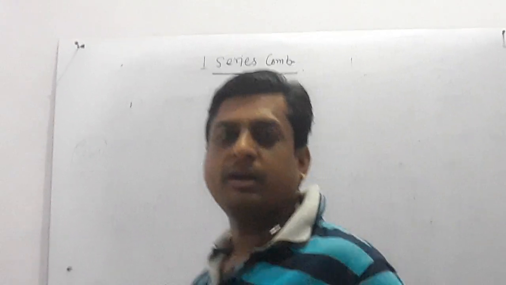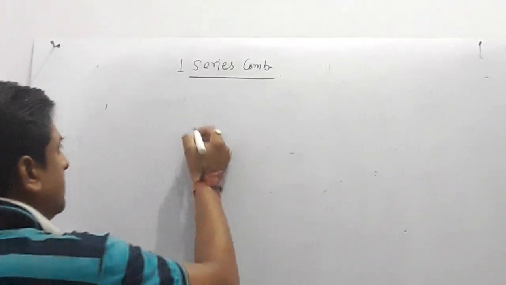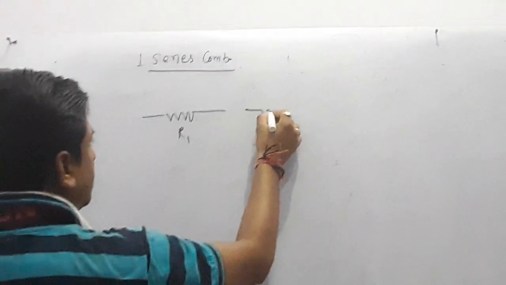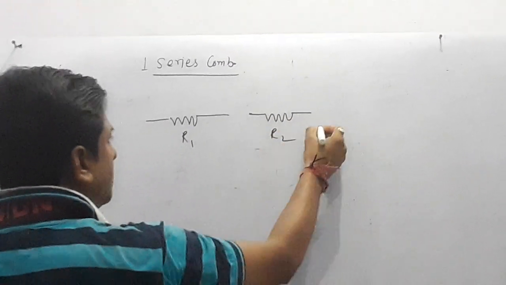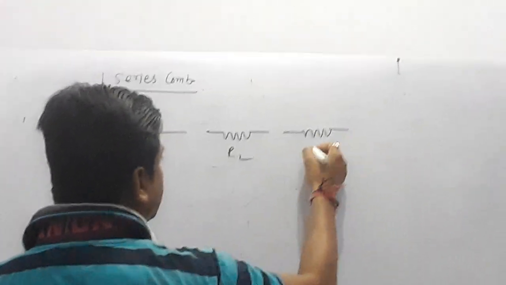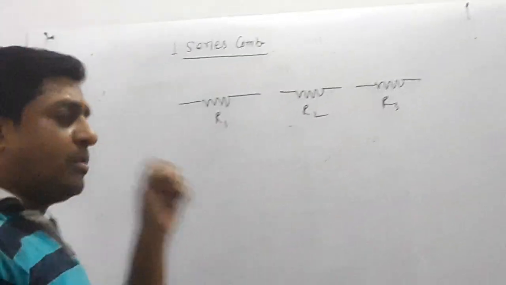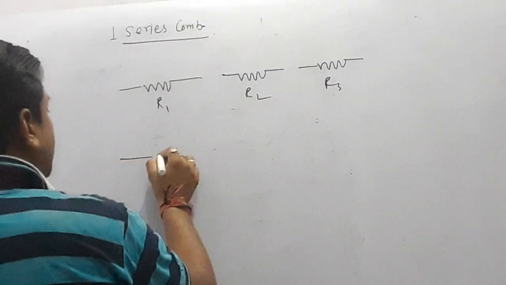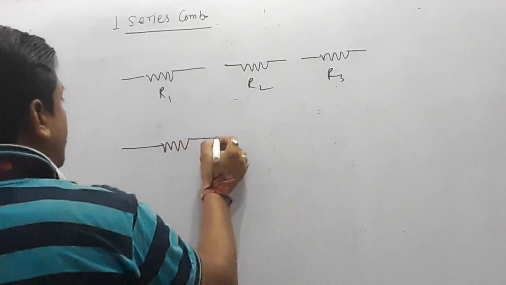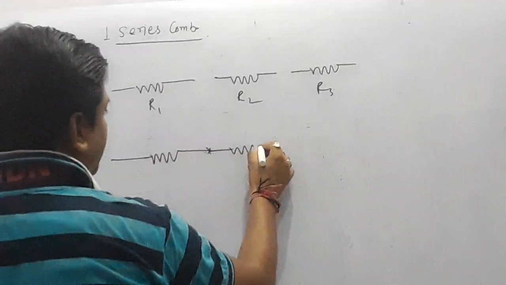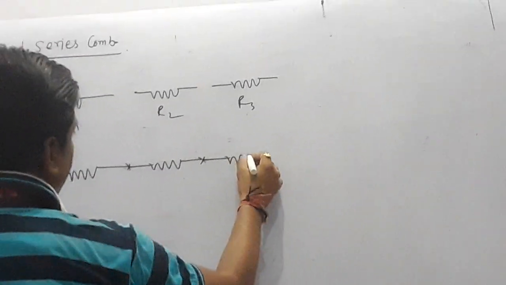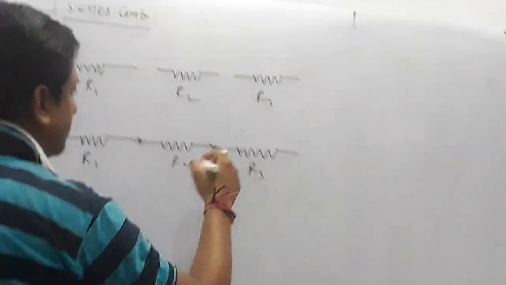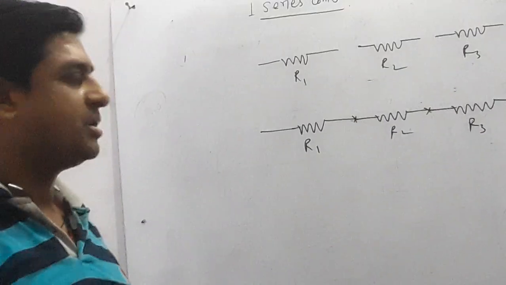Now look at what happens in series combination. This is the first resistance wire, resistance is R1. This is the second, resistance is R2. This is the third, resistance is R3. Now if you join these wires end to end with each other, first wire, then connected wire, second wire, connected wire, third wire, with resistances R1, R2, R3, then this combination is series combination.